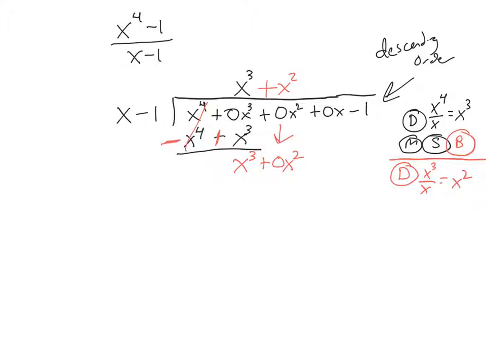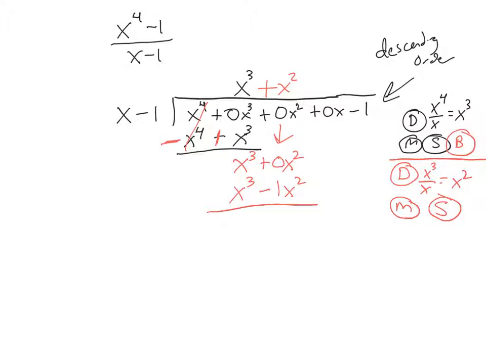So x squared times x gives me, good, x cubed. And then we have x squared times negative 1, negative 1x squared. Boom. All right. What do I do now? Because I went ahead and divided, I just multiplied. So now, excellent, subtract.